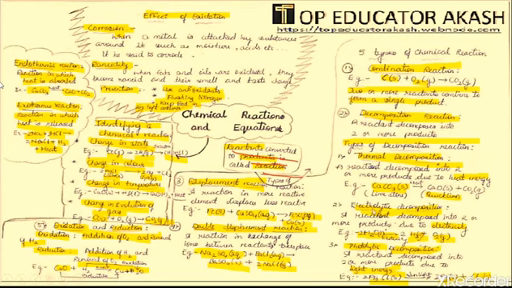Electrolytic decomposition. It is a reaction in which two or more components are formed due to electricity. Example: water. When it is subjected to electricity, then H2 gas is formed, and another gas that is O2. These two gases are released.